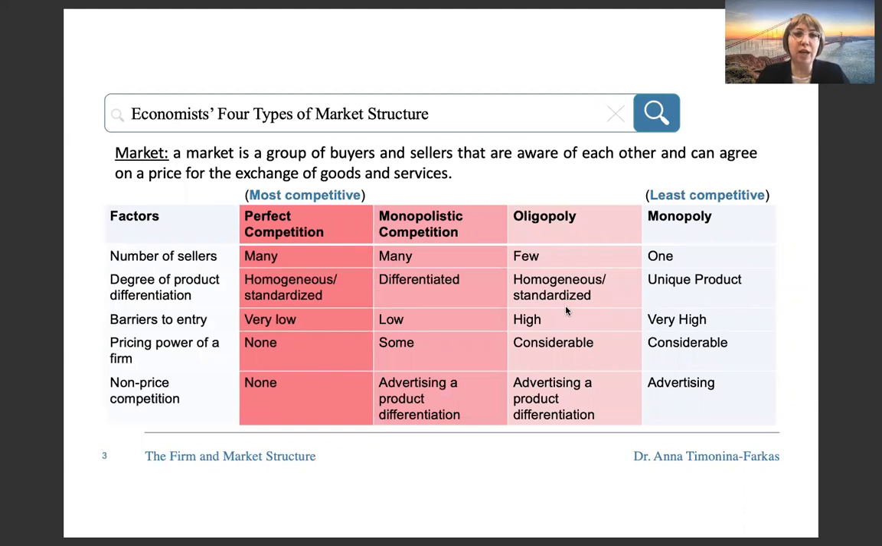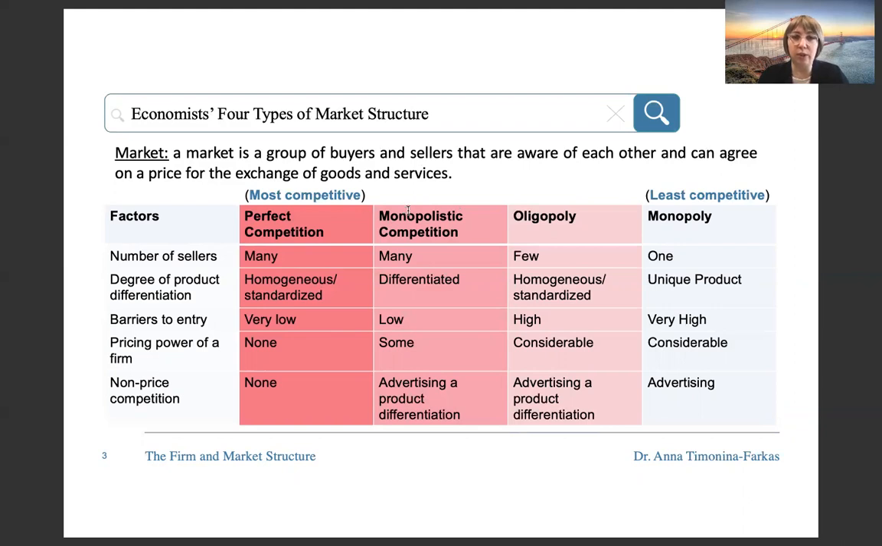Let us consider four types of market structures, which are also considered in CFA Level 1. And let us proceed from most competitive to least competitive market structure. The most competitive market structure is perfect competition, which deals with many sellers who sell the same or homogeneous standardized products with very low barriers to enter, and thus no firm has any pricing power, and they also don't have any non-price competitions.